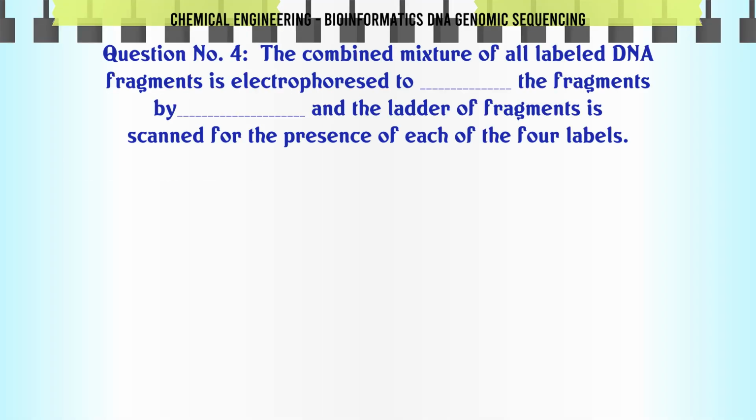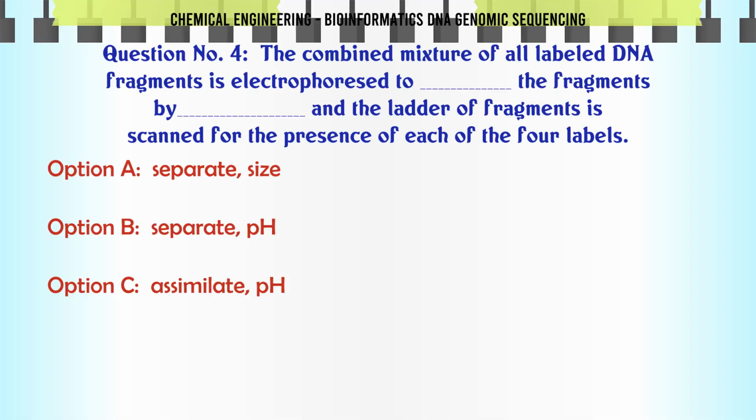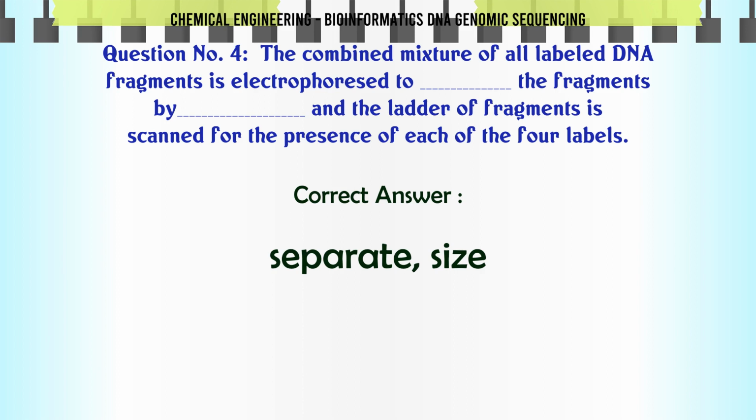The combined mixture of all labeled DNA fragments is electrophoresed to separate the fragments by size, and the ladder of fragments is scanned for the presence of each of the four labels. A. Separate size, B. Separate pH, C. Assimilate pH, D. Assimilate size. The correct answer is separate size.